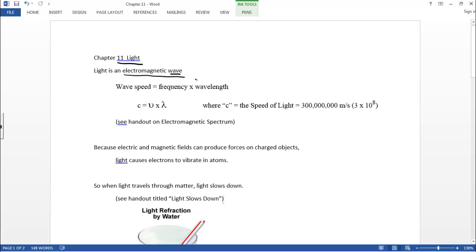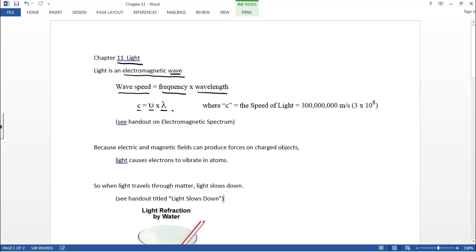So what we know about waves is that waves have speed, and you can calculate that speed if you know the wave's frequency and its wavelength, and you multiply them together. We can sometimes label frequency with the Greek letter nu and the wavelength with the Greek letter lambda. Don't get too confused by the Greek letters, but just take those values of frequency and wavelength, multiply them together, and you get the wave speed.